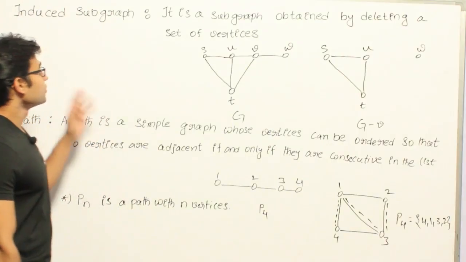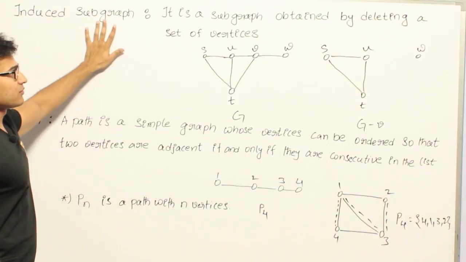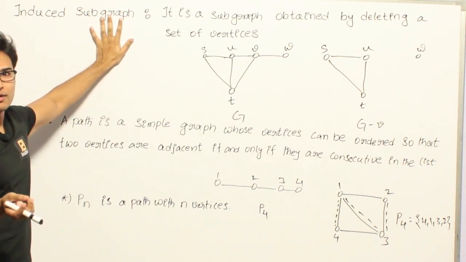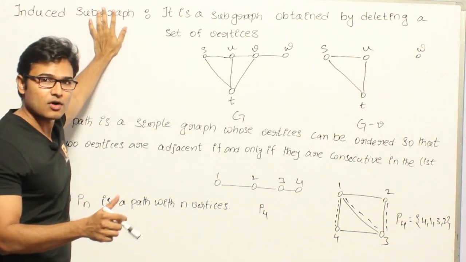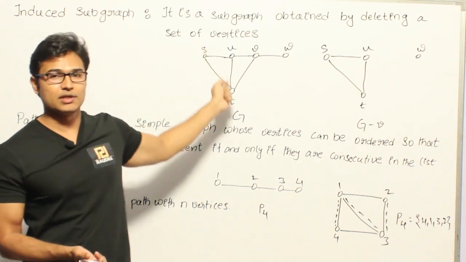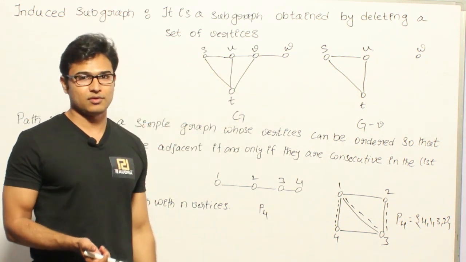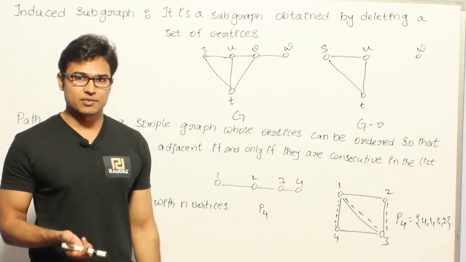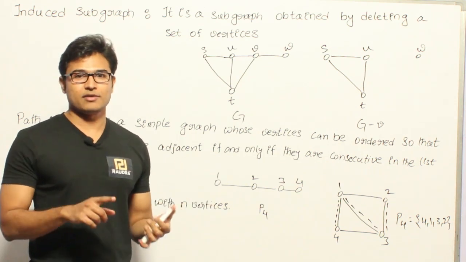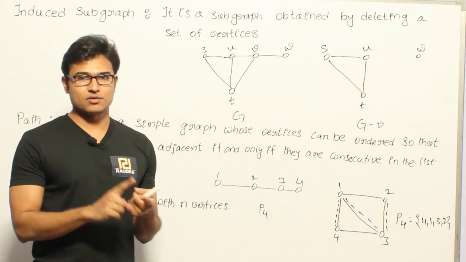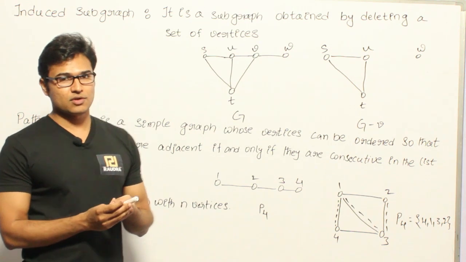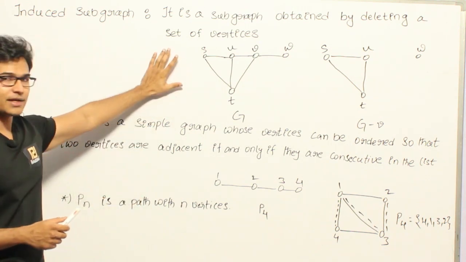Now let's see this concept of induced subgraph. An induced subgraph is a subgraph. In general, normal subgraphs can be obtained by deleting vertices or edges, or both of them. But in case of an induced subgraph, it is obtained only by deleting vertices. That is the difference between a subgraph and an induced subgraph, and therefore an induced subgraph is also a subgraph, isn't it? In a subgraph you delete either vertices or edges or both to get a new subgraph, but if you remove only vertices, we call it an induced subgraph.